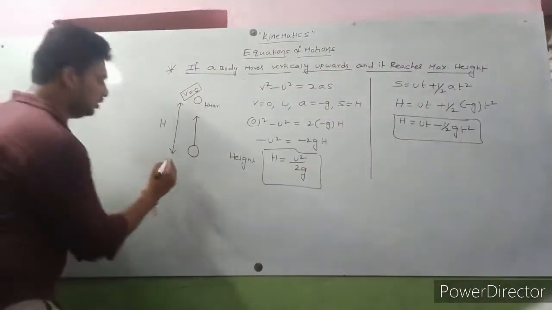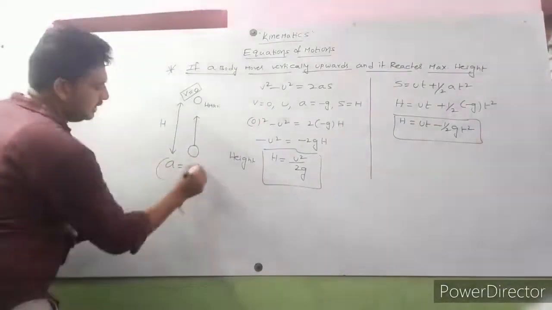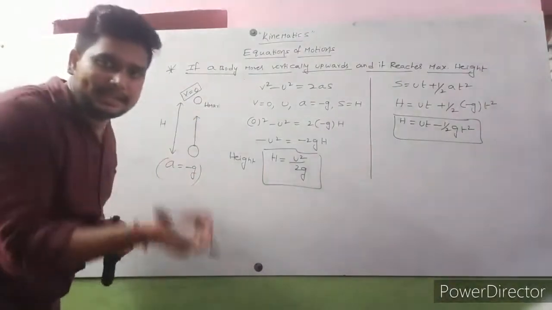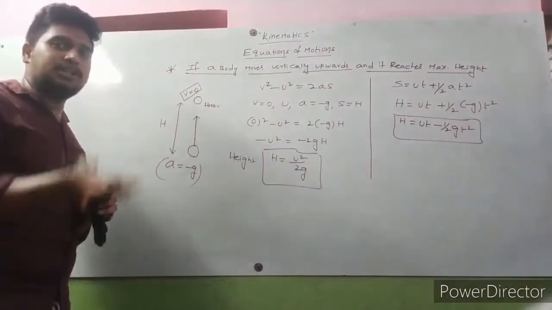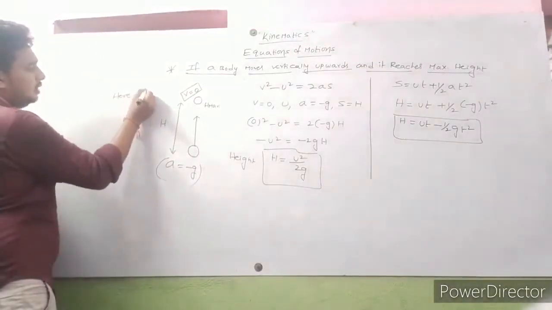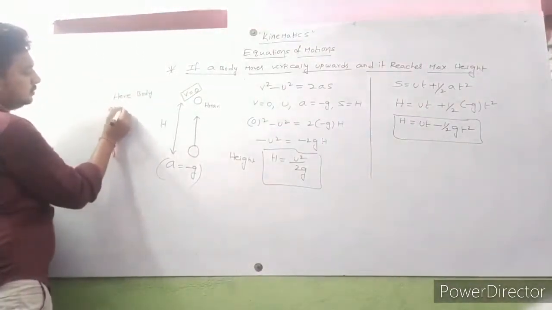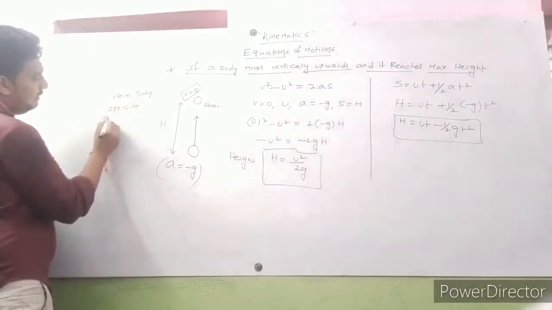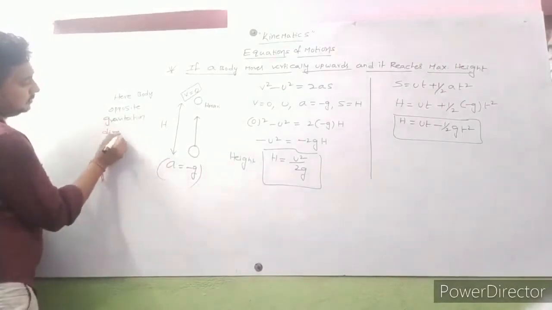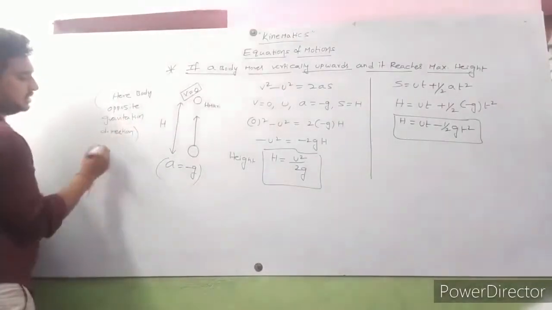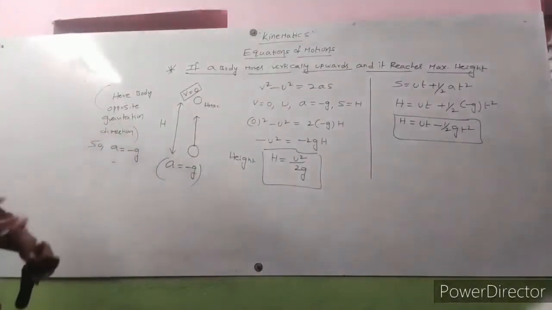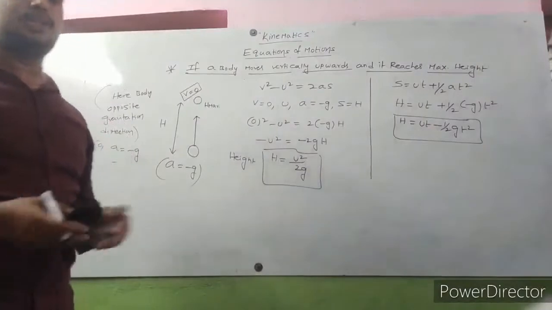Here acceleration is equal to minus g. While a body is projected vertically upward, acceleration is equal to minus g, because it is moving against gravity, opposite to the gravitation direction. So a is equal to minus g. Against gravitation is also equal to opposite to gravitation.